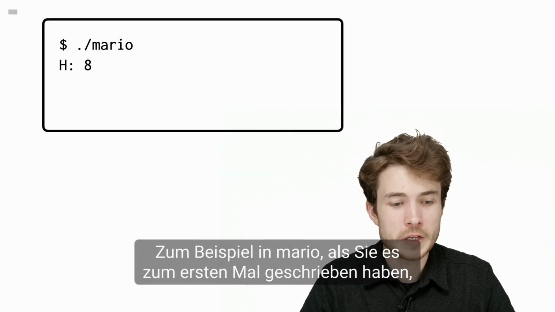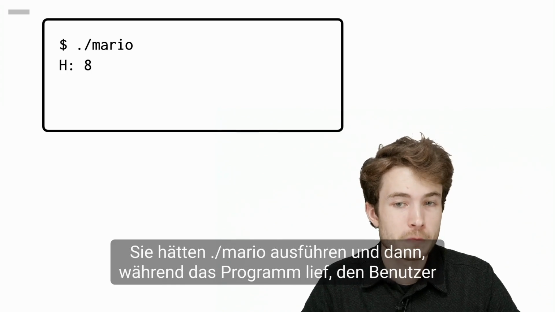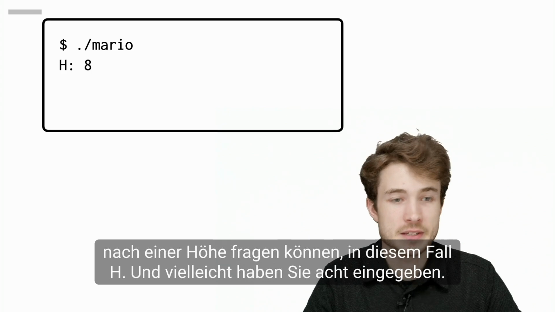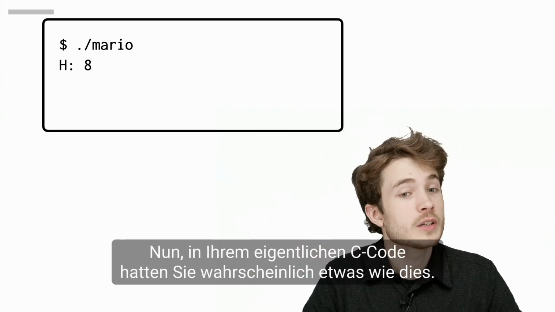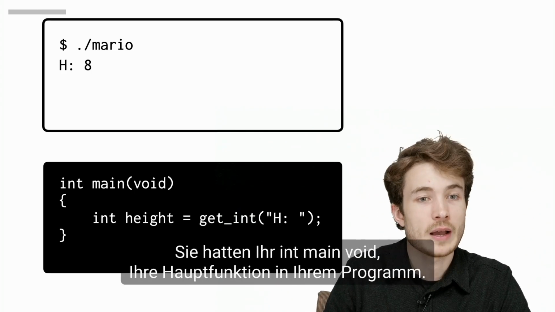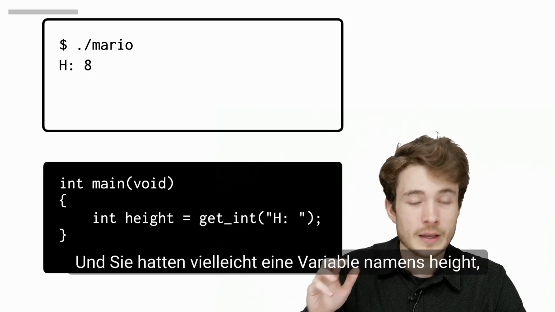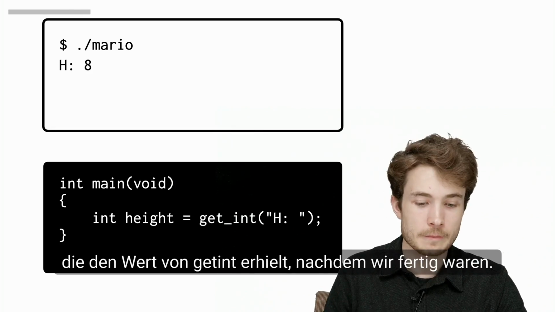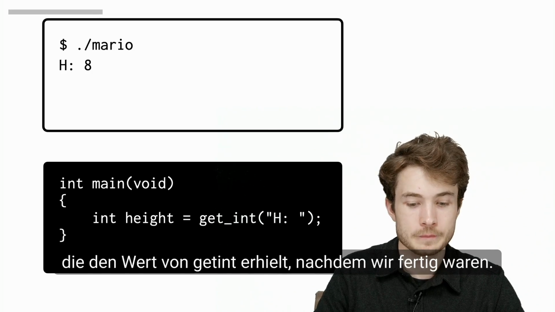When you first wrote it, you might have done something a bit like this. You might have run ./mario, and then, while the program was running, prompted the user for a height, in this case h, and maybe you typed in 8. Well, in your actual C code, you probably had something like this. You had your int main(void), your main function in your program, and you had some variable, perhaps named height, that received the value of get_int after it was finished running.